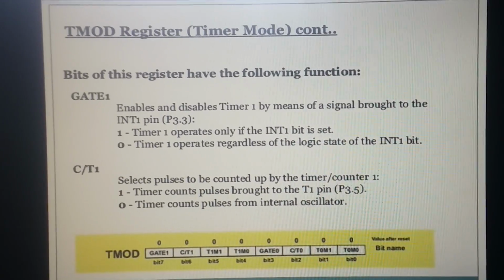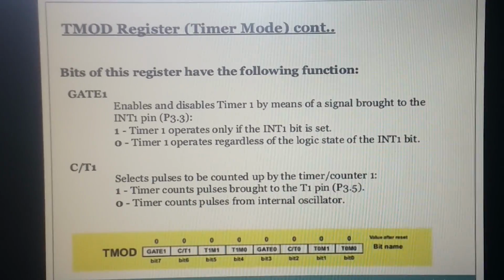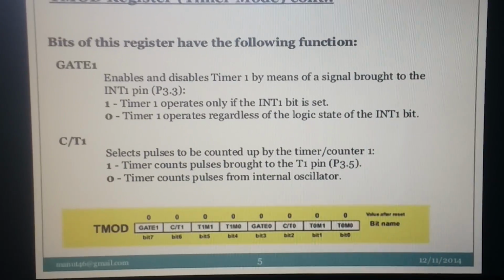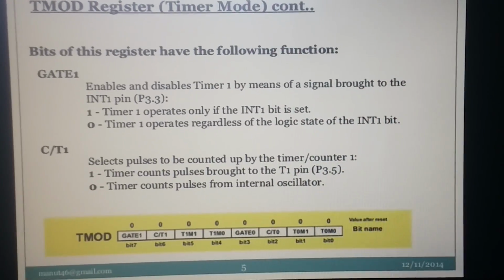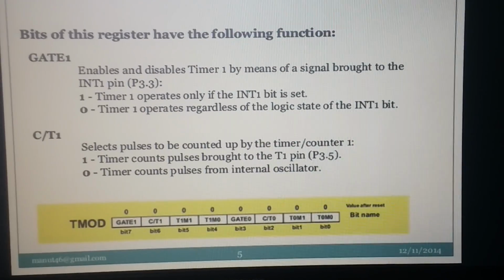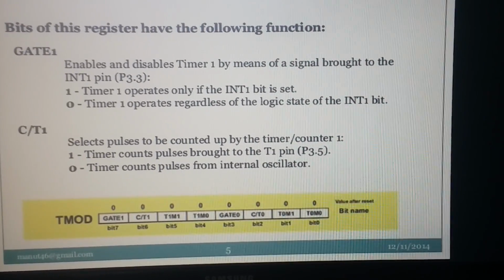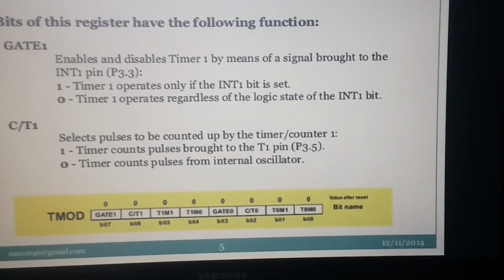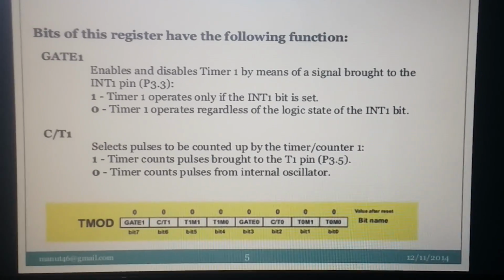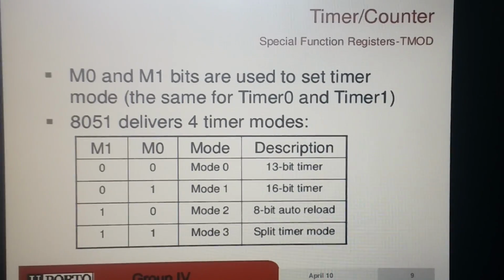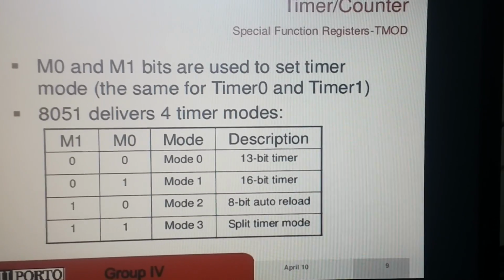Next comes the TMOD register. So in the 8051 we have 2 timer counters, timer counter 0 and timer counter 1. This particular 8-bit register is used to select timer 0, 1 or counter 0, 1. The first 4 bits are used to select timer 0, and the next 4 bits are used to select counter 0. The gate signal is used to activate the particular timer which is selected. There are 4 modes in the timer counter: mode 0, mode 1, mode 2 and mode 3.